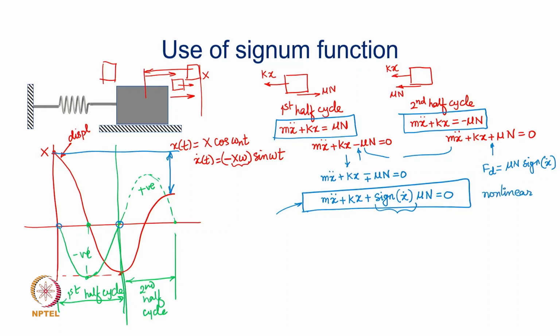If you consider the equations of motion in two separate halves, then in each half cycle they are linear. That kind of non-linearity we call a bilinear non-linearity, wherein it is linear in part of the total cycle. Here, by bringing in the signum function, the equation of motion for the Coulomb damping has definitely turned out to be a non-linear governing equation of motion, in contrast to mx double dot plus cx dot plus kx equal to 0, which was a linear governing equation of motion for the viscous damping case.